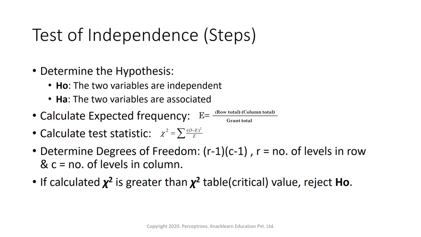Once we get the table value, we have to compare it with the calculated value, which we calculate using the formula chi-square equals summation of (O minus E) whole square by E. If our calculated value is greater than the critical value, then we will reject the null hypothesis. Then we will say that the two variables are associated with one another. So the more the chi-square value, the better the association.